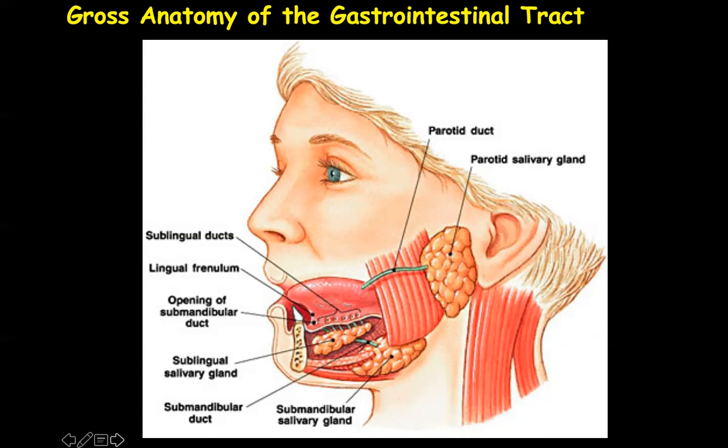So there are 3 pairs of salivary glands. And the first and the biggest pair is this parotid salivary gland. The parotid is adjacent to the ear. It's the largest salivary gland. It overlies the masseter muscle, that primary muscle of chewing, and it drains saliva into the oral cavity through the parotid duct. And it's making about 25% of the total saliva. So there would be one of these on either side.